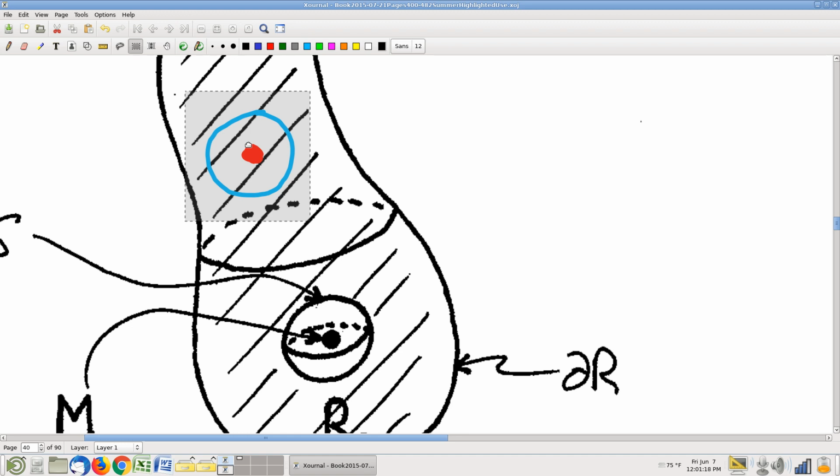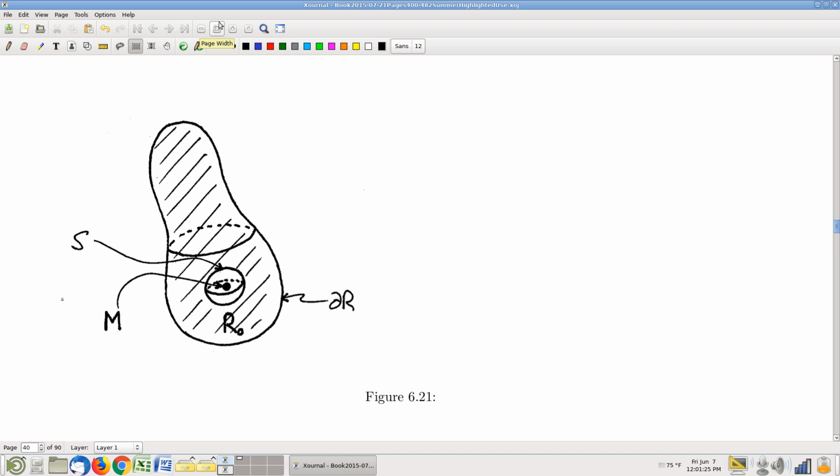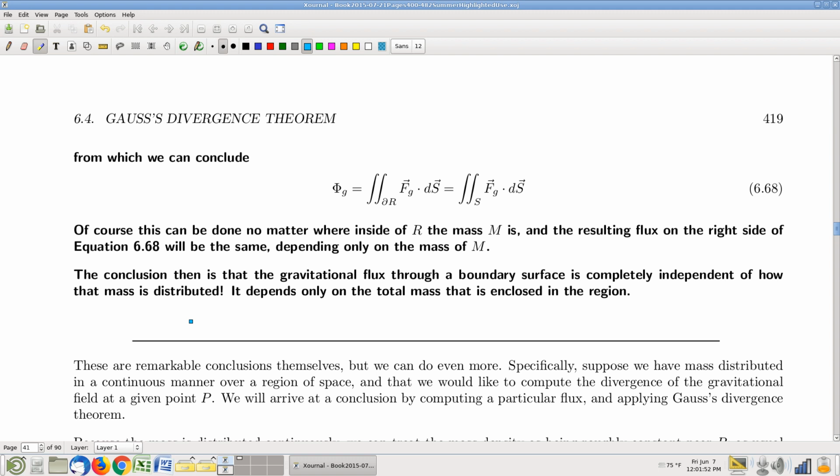So the nice punchline that we get here is that when the mass is inside of the region, I don't know what the flux is, but I do know that where the mass is doesn't matter. The mass could be anywhere inside of the region. All that matters is how much mass, not where the mass is. Cool? All right. Okay, this is going to be a surprisingly important thing.